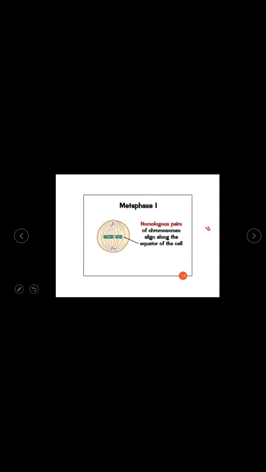Just wait, I can show. These are the two different sides we can observe, ventral and lower. These are the spindle fibers, and these are the chromosomes which are present in the middle, at the metaphase plate. This is called the metaphase plate.